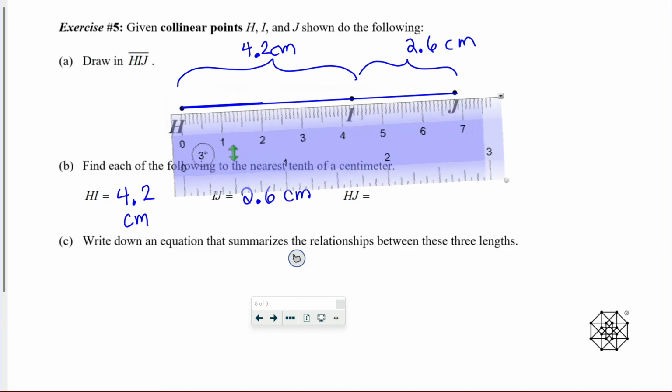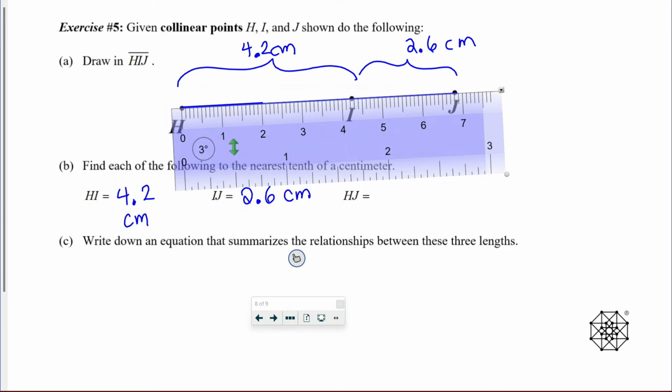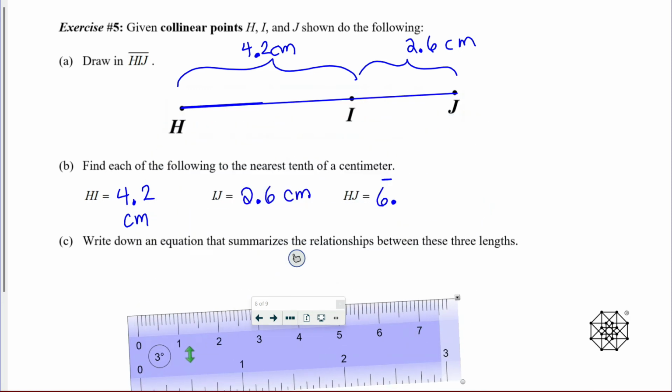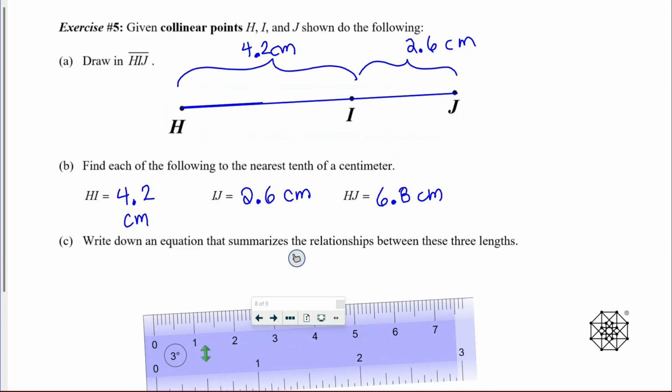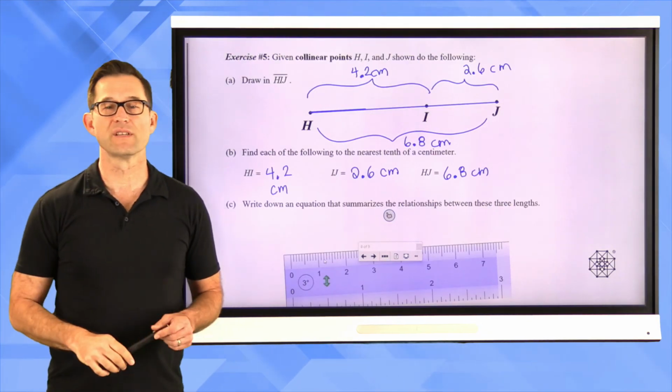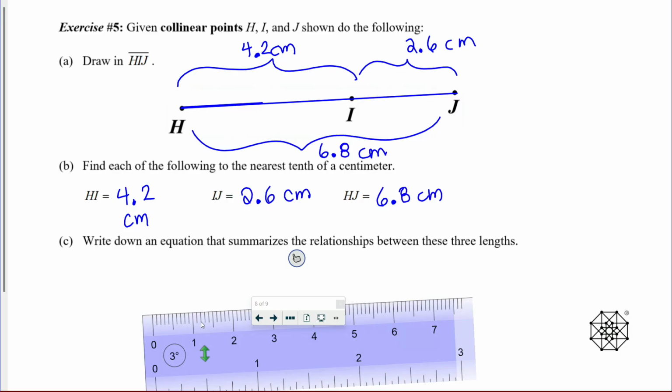And now if I measure HJ, which is the length between H and J, I'm getting 6.8 centimeters. And let me erase that in case you think it's a repeating fraction bar, which it's not. So all of this is 6.8 centimeters. Okay. So let's talk about letter C, something that should be completely obvious. Write down an equation that summarizes the relationship between these three lengths.